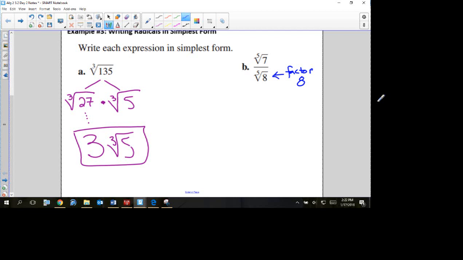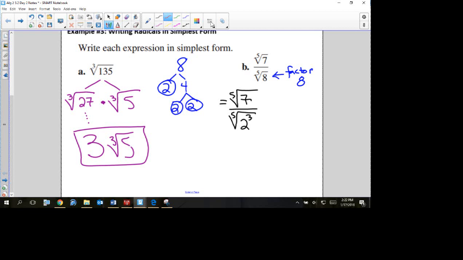Oh, we better make a factor tree then. What's 8? 2 and 4. 2 is a prime number. What's 4? 2 and 2. So 2 to the third. So on the bottom, I have the 5th root of 2 to the third. So there's my first step. I factored that 8. I just made it 2 to the third.